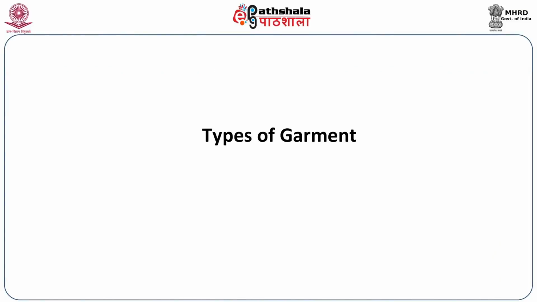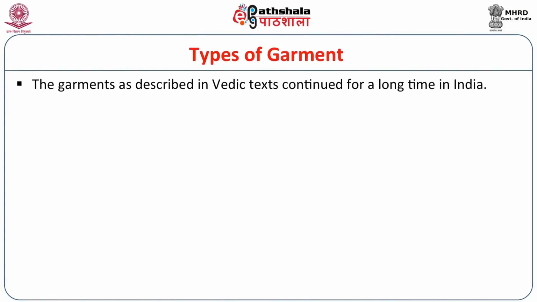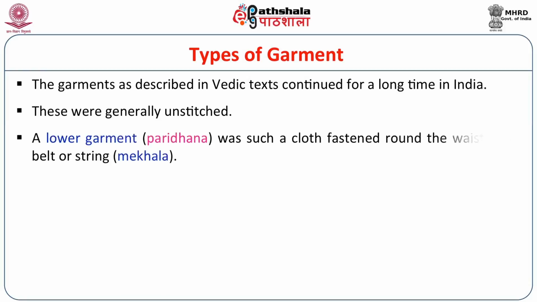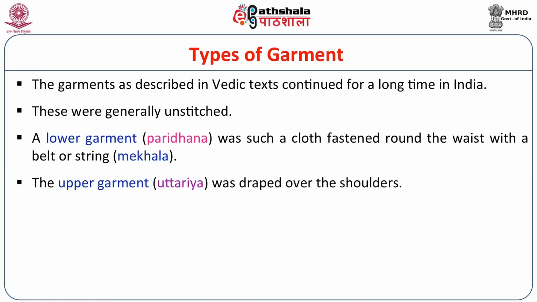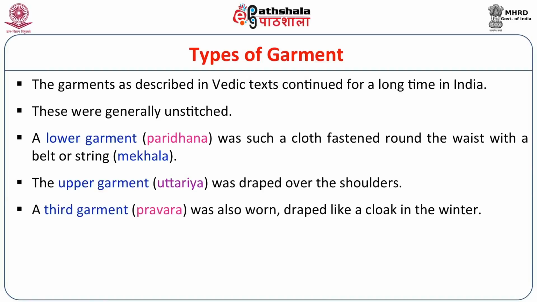Now let us come to the types of garments. We shall start with the Vedic period, where we find that in the context of the Vedic texts, the dresses that are represented there continued for a long period. Those were generally unstitched. So a lower garment, which is paridhana, was a cloth fastened round the waist with a belt or string, which is known as the mekhola. The upper garment is uttariya, which was draped over the shoulders, and we have a third garment, pravara, which was also worn draped like a cloak in the winter.